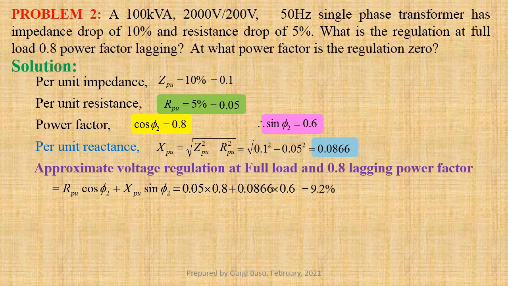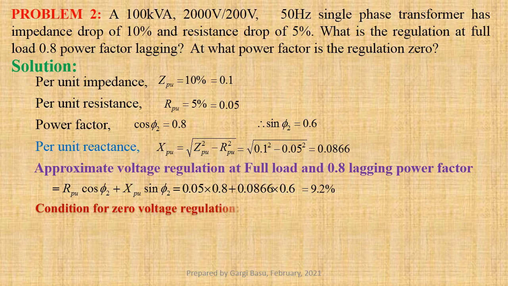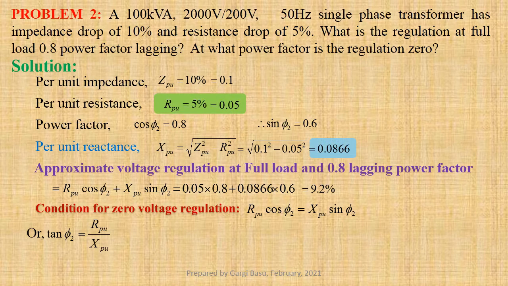Voltage regulation is 0 at leading power factor condition, and condition for 0 voltage regulation is R per unit cos phi 2 equals X per unit sin phi 2, or we can write tan phi 2 equals R per unit divided by X per unit. Using values, we get 0.05 divided by 0.0866, that gives us 0.5774. Therefore, phi 2 equals 30 degrees.